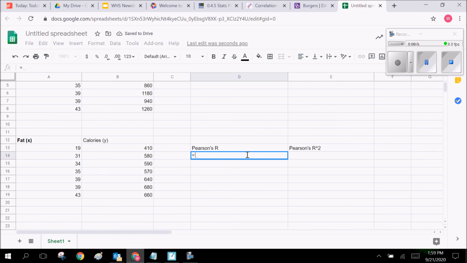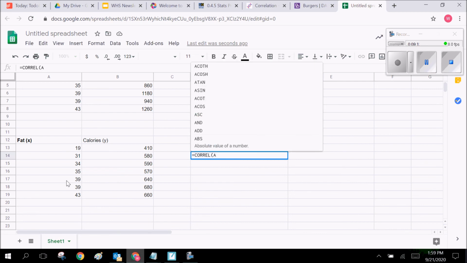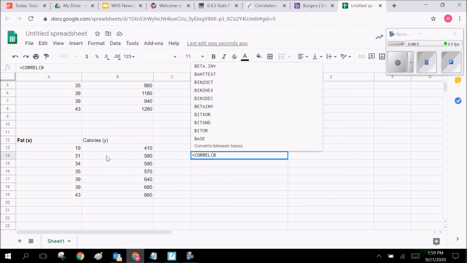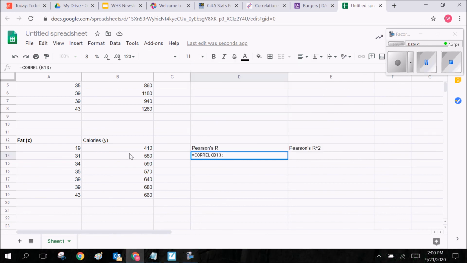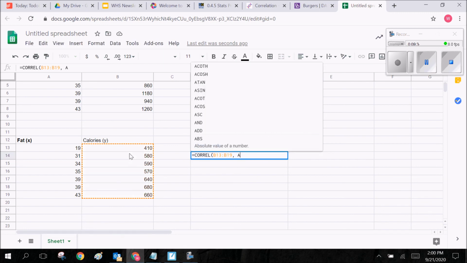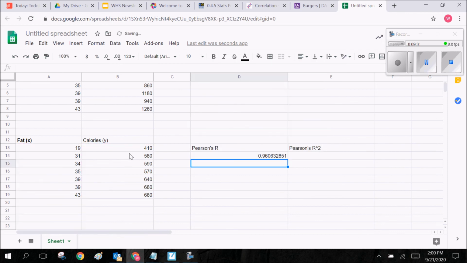So down here we're going to say equals CORREL. And go ahead and pause the video if you want and see if you can figure out how to do this, because I think that would be pretty great practice. So please pause if you would like. Oops, sorry, I need to do my y value first. It honestly doesn't really matter, but B13, B19. Those are allergies. A13, A13. Okay. Wow, yeah, that's pretty high.